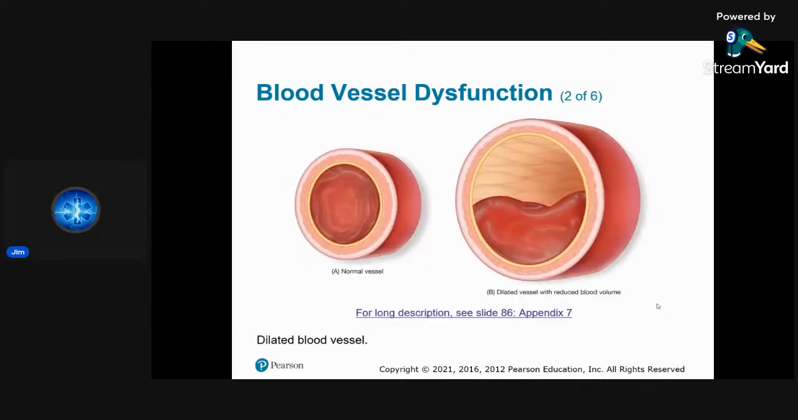Here's a nice picture of a dilated blood vessel. On the left is a normal vessel, and on the right is a dilated one. See how pressure can drop? Because the volume stays the same, the amount of space inside the vessel gets bigger, so the pressure will in turn drop.